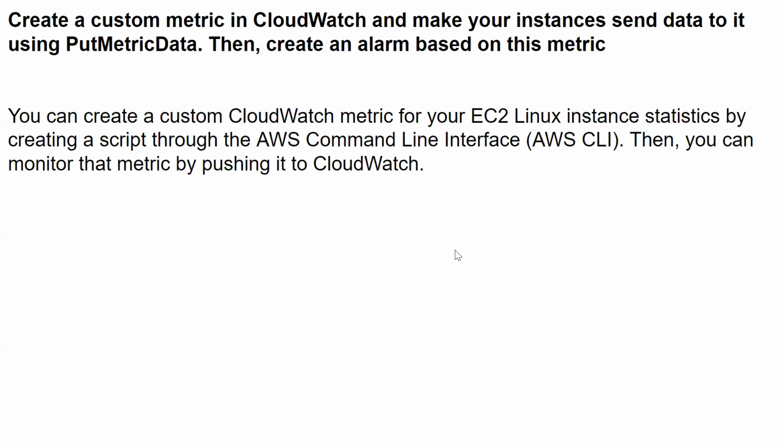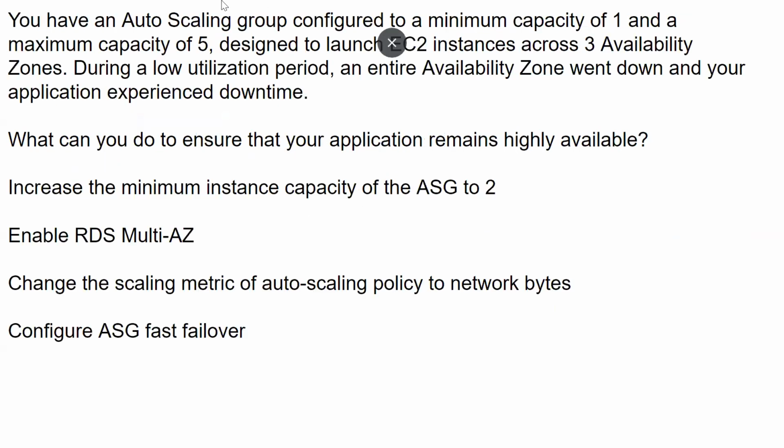Create a custom metric in CloudWatch and make your instances send data to it using put metric data, then create an alarm based on this metric. Or: you have an auto-scaling group configured to a minimum capacity of 1 and a maximum capacity of 5, designed to launch EC2 instances across 3 availability zones.